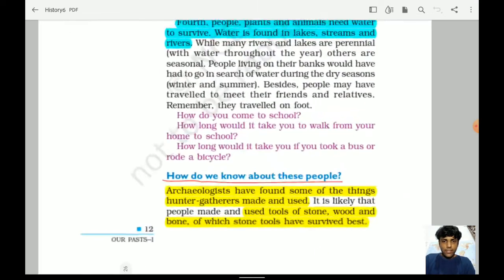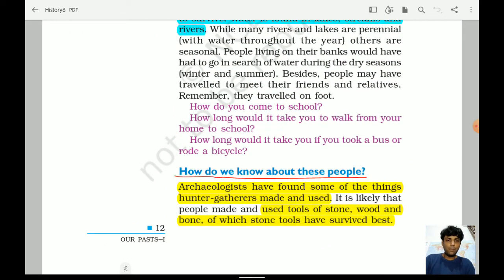So let us understand how we know about these people. We understand that archaeologists have a different role to play, and they have found some of the things hunter-gatherers made and used in that era or period. They must have used tools of stone, wood, bone, and stone tools have survived the best. They must have been found and searched for by the archaeologists, and gone through study.